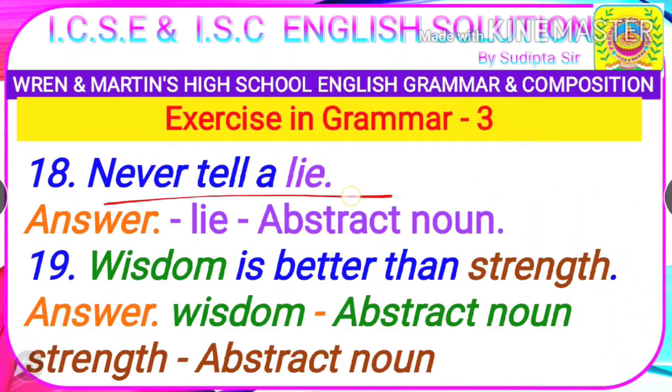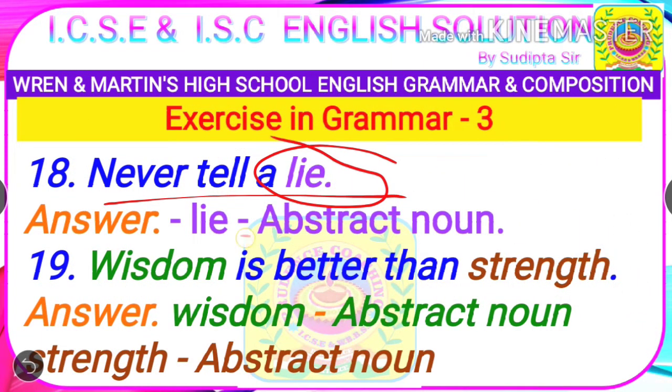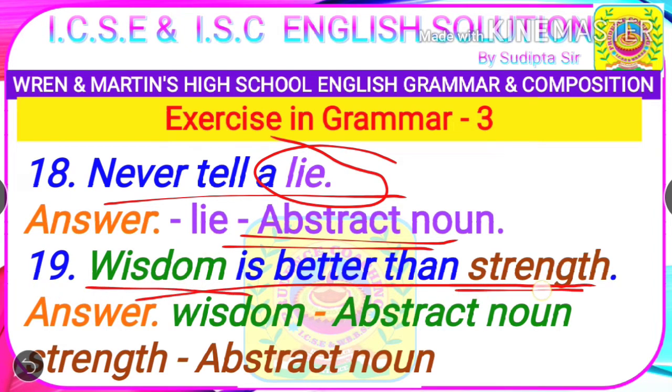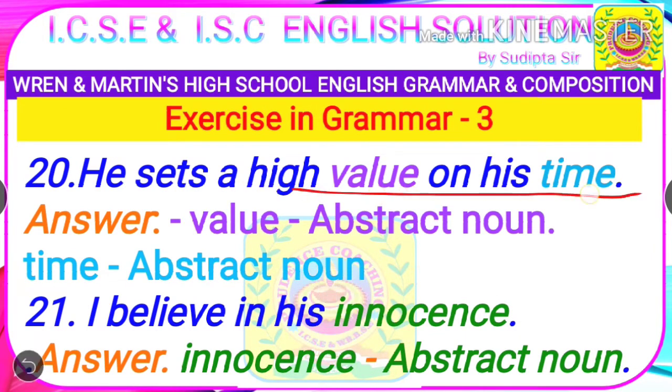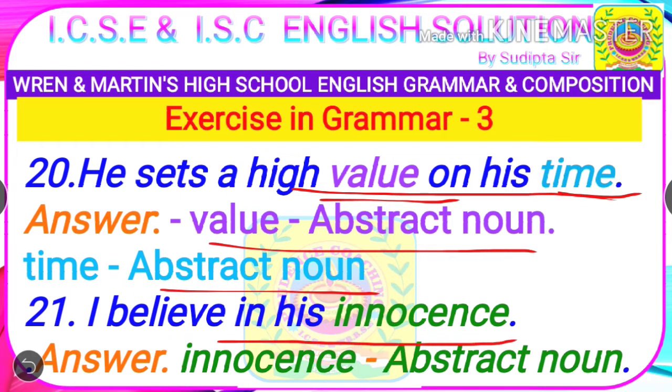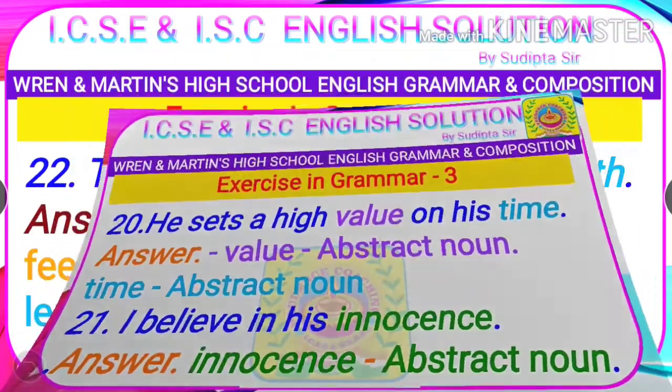Number 18. Never tell a lie. Here lie is an abstract noun. Wisdom is better than strength. Here wisdom and strength are things which can be recognized or can be understood. That's why these are abstract nouns. Number 20. He sets a high value on his time. So here value is an abstract noun and time is also an abstract noun. Number 21. I believe in his innocence. Here innocence can be recognized or can be felt. That's why it is an abstract noun. It's a kind of feeling.